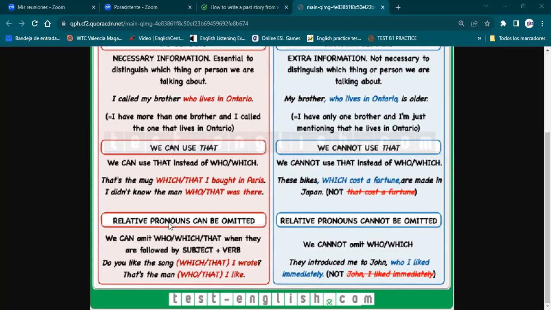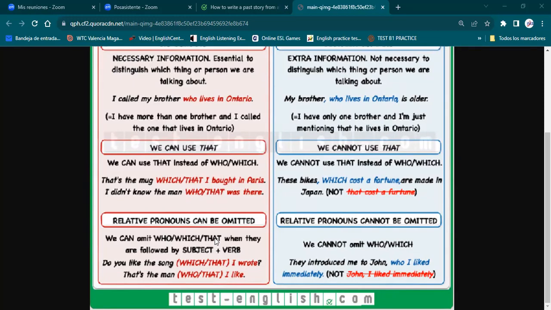And finally, the relative pronouns can be omitted. We can omit who, which, or that. How? Do you like the song that I wrote, which I wrote? Or I can say just, do you like the song I wrote? And it's understandable because it's necessary. That's the man I like. That's the man who I like. That's the man that I like. Or I can omit it and say, that's the man I like. But the only ones I can omit are who, which, and that. Not where, not when. Okay? Not whose.